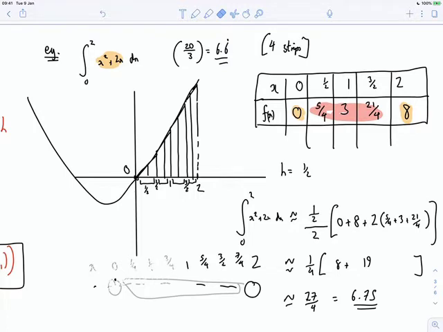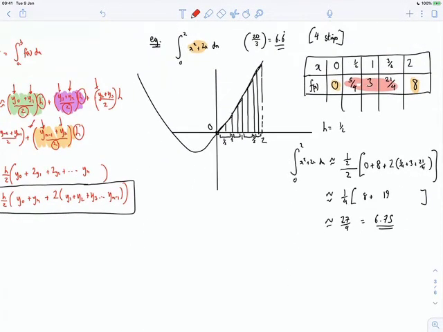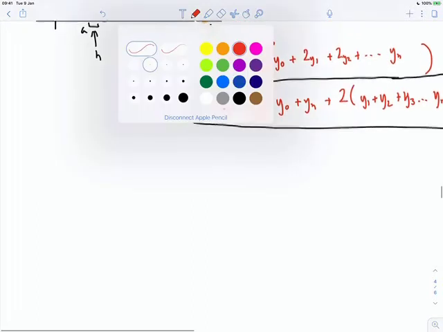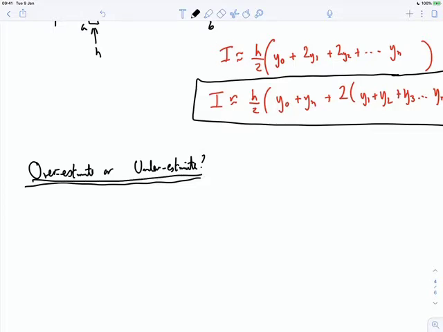The next question they might ask is whether you've overestimated it or underestimated it. So how can I tell at a glance whether it's an overestimate? And by the way, this will work with all numerical methods in general. So is it an overestimate or underestimate? I.e., am I going to get a number that's too big or too small? Right, so how can I tell that?